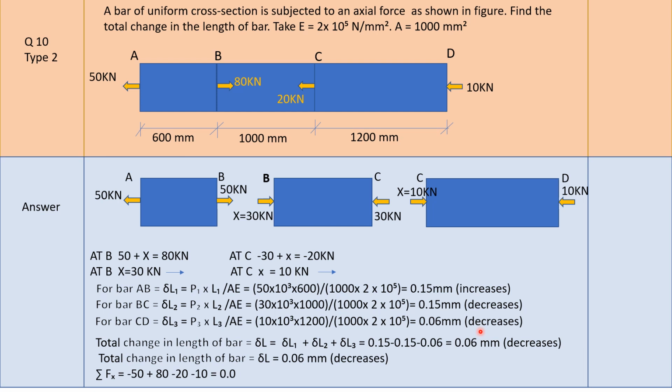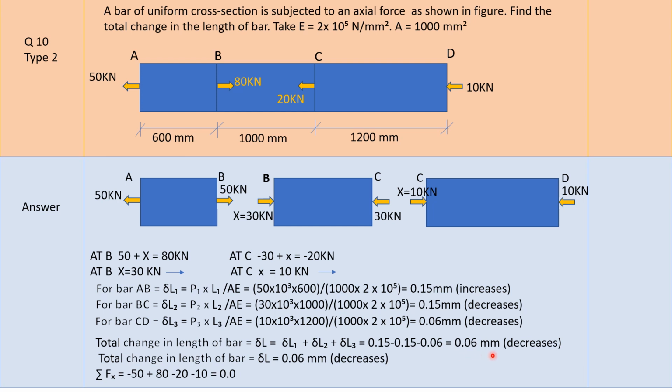Now the total change in length of the bar will be delta L is equal to delta L1 plus delta L2 plus delta L3. What is important here is when there is increase in length of the bar, we will take it as positive. When there is decrease in the length of the bar, we will take it as negative. So first delta L1 will be taken as positive and it will be 0.15. Then delta L2 decreases, so we will take it as negative, minus 0.15. Delta L3 is again decreasing, so again it will be taken as minus 0.06, is equal to, you will get the answer minus 0.06 mm.